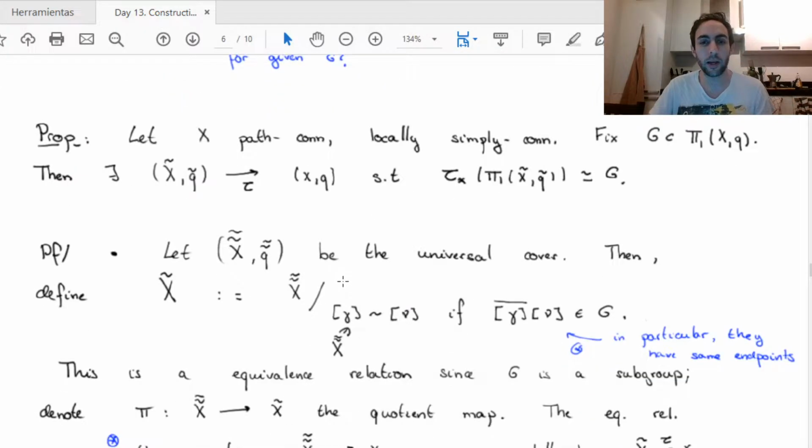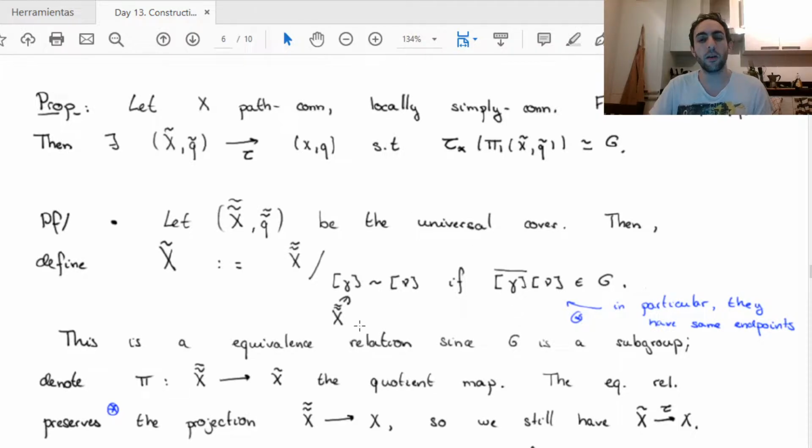We start by taking the universal cover. In particular, I don't want just any model of the universal cover. I really want the one I produced in the previous video. So we want x tilde tilde, q tilde tilde, the universal cover, to be the following thing: all the classes of paths starting at q. And q tilde tilde represents the base point there, which is the constant path at q. And what is the idea?